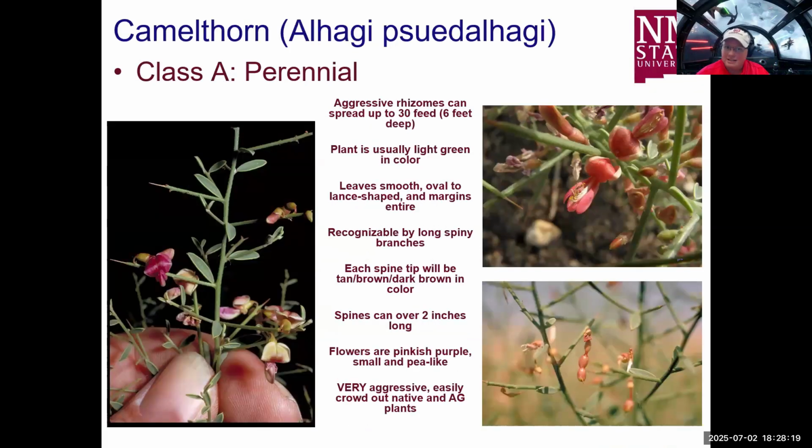Camel thorn is very aggressive. This is where we're starting to get into the Class A perennials. It is here in New Mexico, but it is really focused in the Four Corners area, maybe even the northern section of the state, although it is starting to move south.